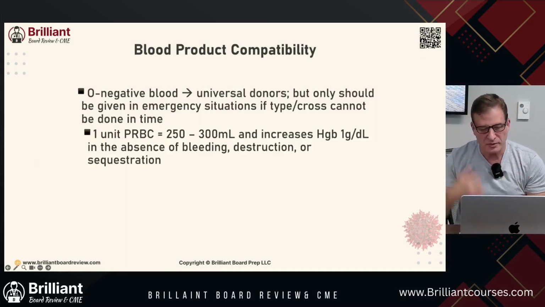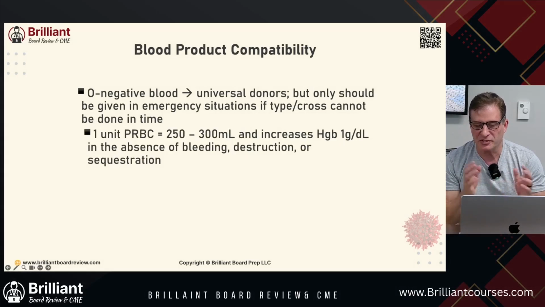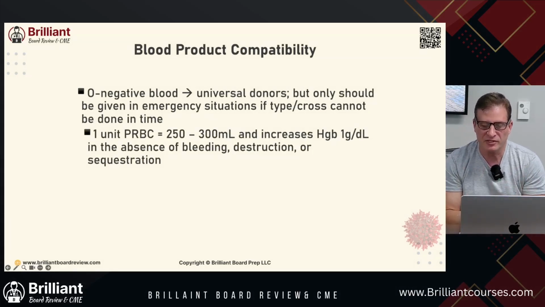One unit of packed red blood cells is about 250 to 300 milliliters. It's not a perfect product because this is coming from humans. This is not a manufactured product. It increases hemoglobin roughly 1 gram per deciliter in the absence of bleeding, destruction, or sequestration.